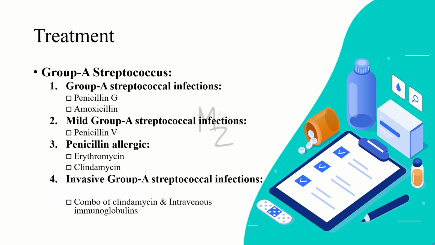Treatment. Group A streptococcus infections can be treated with either penicillin G or amoxicillin. In mild group A streptococcal infections, oral penicillin V can be used. In penicillin allergic patients, erythromycin or one of its long-acting derivatives, for example azithromycin, can be used. Clindamycin can also be used in penicillin allergic patients. Streptococcus pyogenes is not resistant to penicillins. Invasive group A streptococcal infections such as necrotizing fasciitis and streptococcal toxic shock syndrome can be treated with the combination of clindamycin and intravenous immunoglobulins.